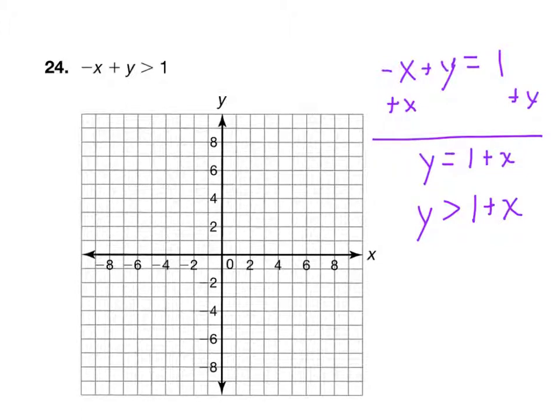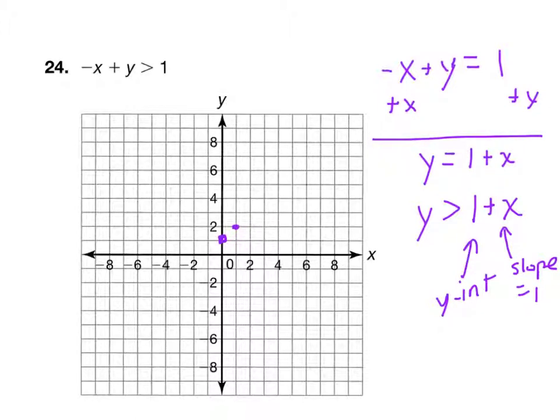Okay, so how would I graph? Where do I start at for y equals 1 plus x? At 1 on the y-axis, right? So here's my y-intercept. So that's 1. And what's my slope going to be? 1. Yeah, up 1 over 1. This is our slope, our coefficient in front of the x. So our slope equals 1. So we're going to go up 1 over 1.